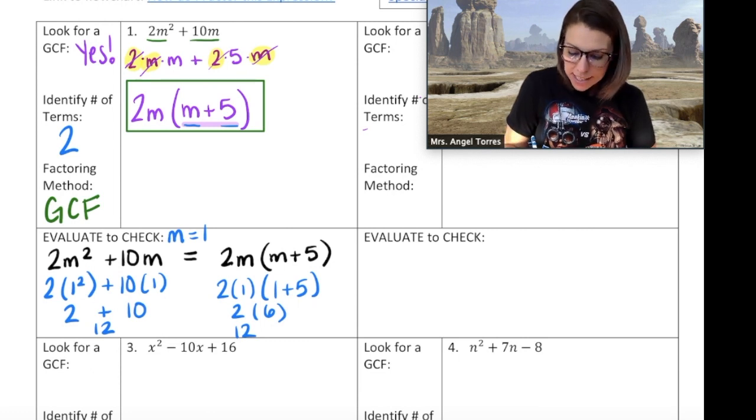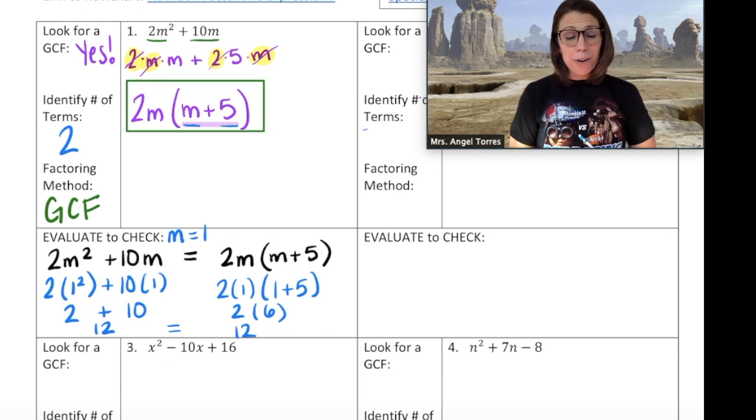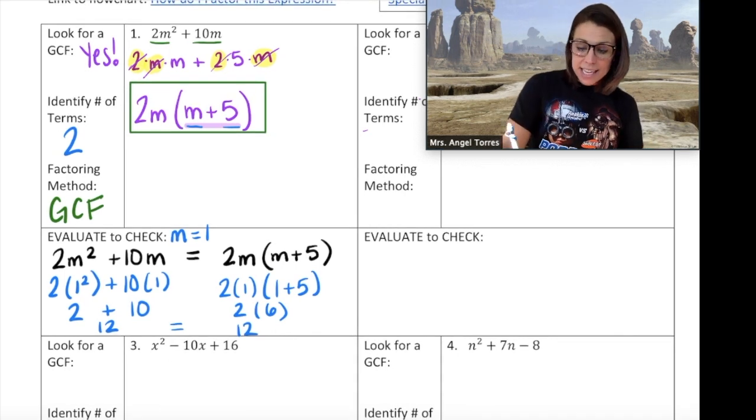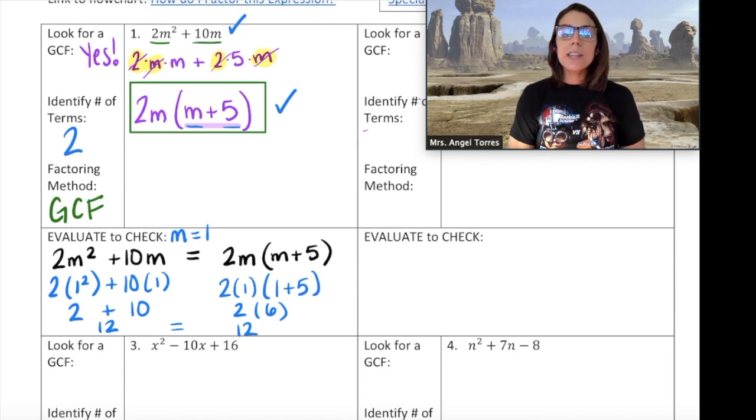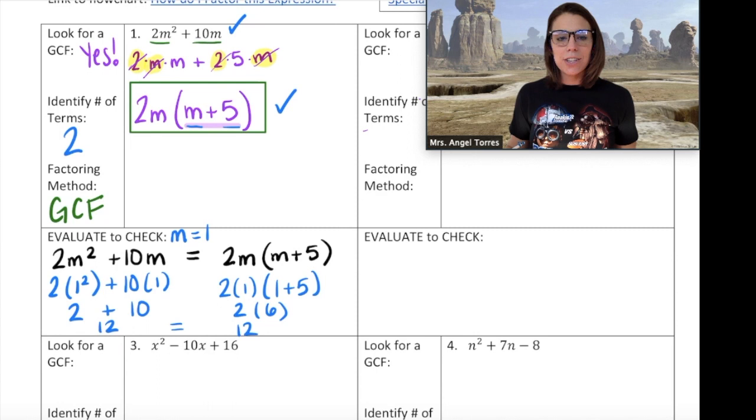So because these two expressions have the same value for the same variable, that means that this factored form is equivalent to this simplest form, and I know that I factored my expression correctly using GCF factoring.